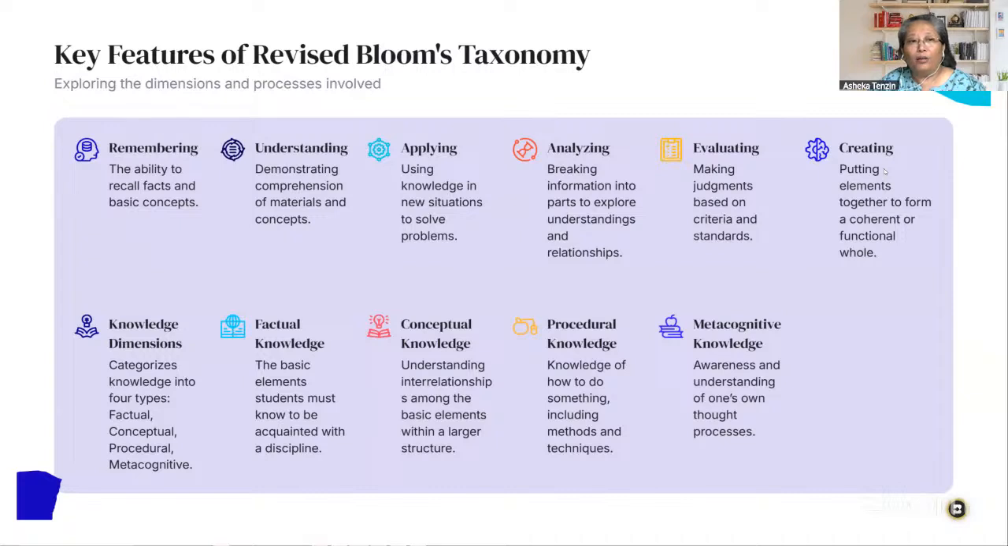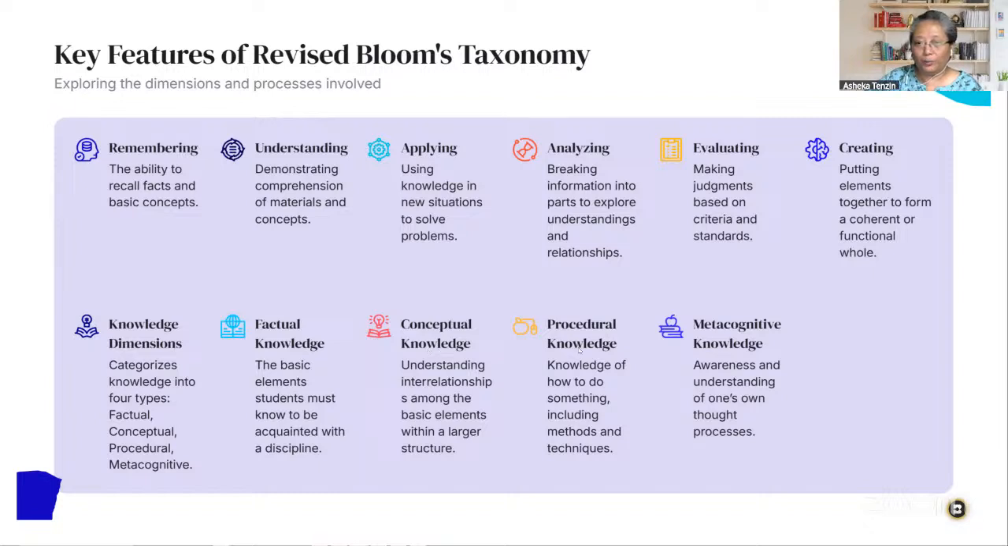Now, when we are looking at different knowledge, okay, the revised Bloom's taxonomy says that there are 4 different types of knowledge dimensions. Okay, that means 4 types of knowledge. So what are the 4 different types of knowledge? First is factual knowledge. Okay, here the basic elements the students must know so that you know a particular discipline is factual knowledge. Okay, next comes conceptual knowledge. Here it is about big ideas, and here you will understand the interrelationship between whatever facts are there. Okay, so this is conceptual knowledge.